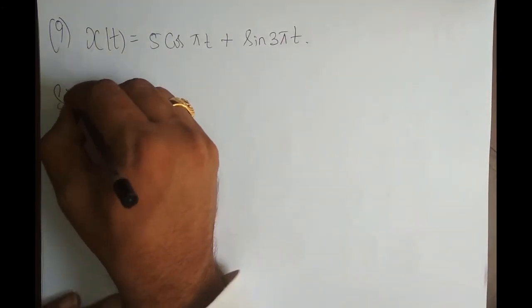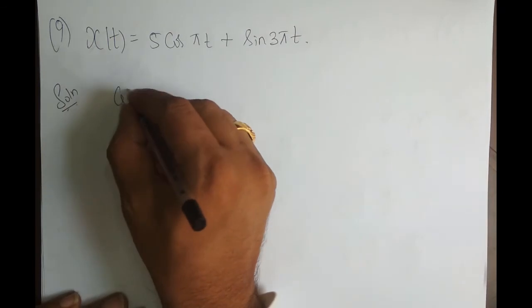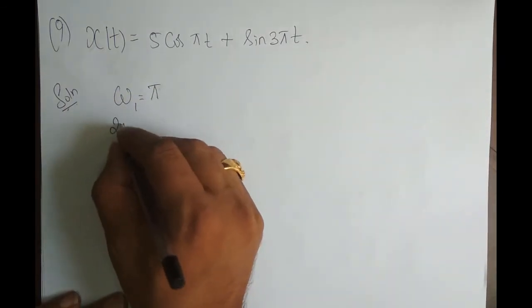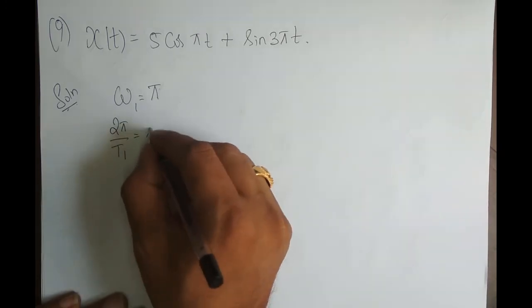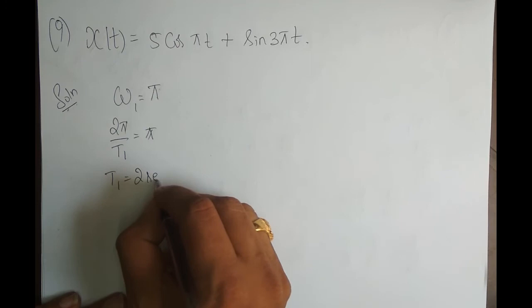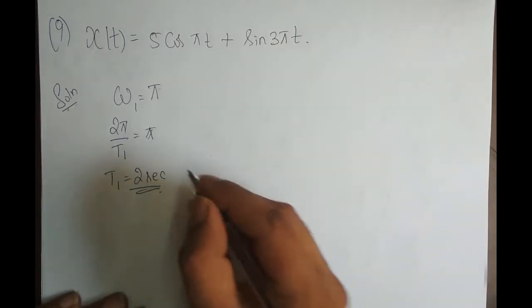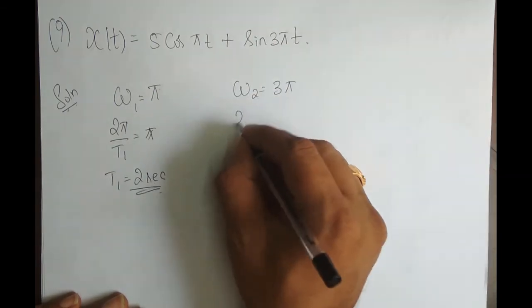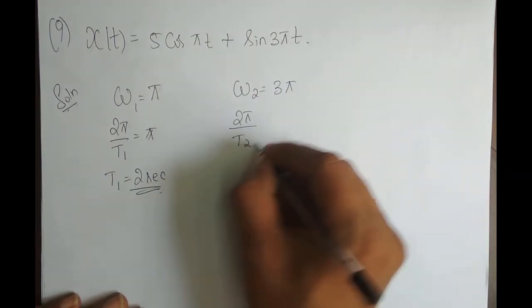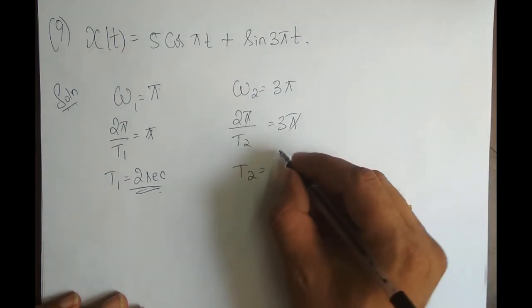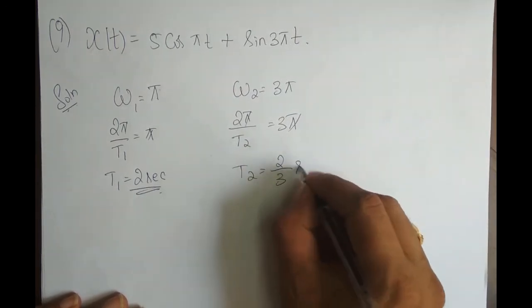So solution. Omega 1 is equal to pi. So 2 pi by T1 is equal to pi, so T1 is equal to 2 seconds, as pi cancels out. Right. Omega 2 is equal to 3 pi. 2 pi by T2 is equal to 3 pi. Pi cancels out. T2 is equal to 2 by 3 seconds.